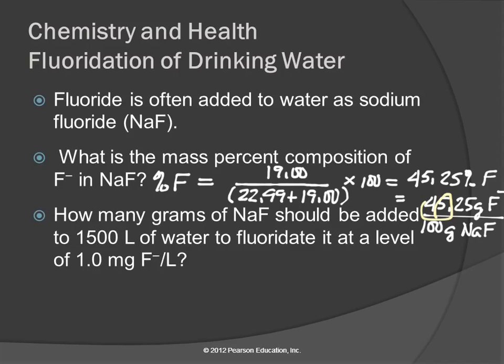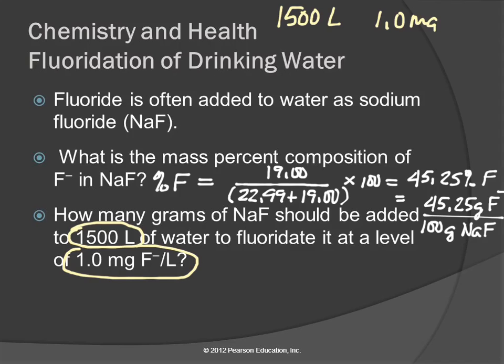We're going to use, cross it out before we can use it. We're going to use this guy to help us with this problem. So here we've got some numbers. We've got 1,500 liters of water, and then we've got 1.0 milligrams of fluoride per liter. There's very little room at the bottom there, so I'm going to write this up at the top. 1,500 liters and 1.0 milligrams of fluoride per liter.